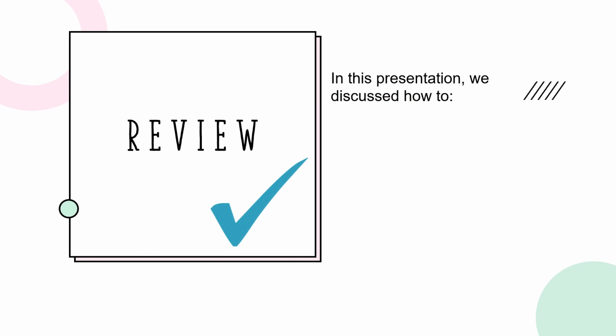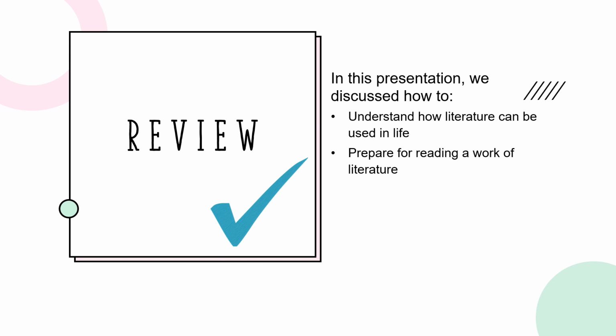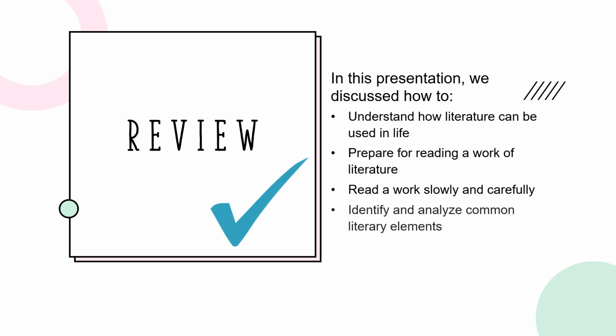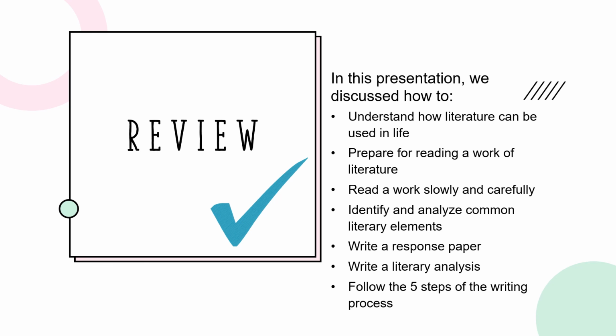Let's review. In this presentation, we discussed how to understand how literature can be used in life, prepare for reading a work of literature, read a work slowly and carefully, identify and analyze common literary elements, write a response paper, write a literary analysis, and follow the 5 steps of the writing process.